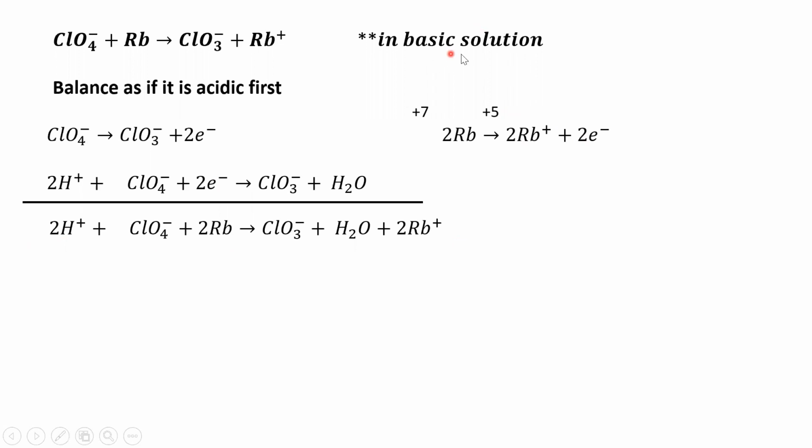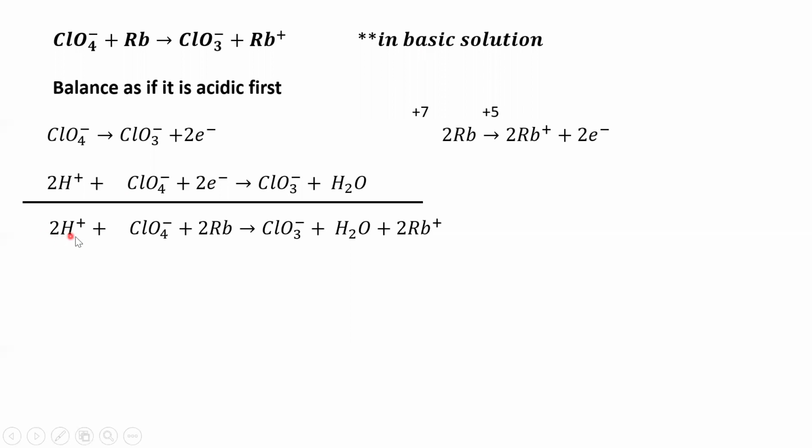but it tells us it's a basic solution. So this is how we're going to fix it. For every hydrogen ion that's in our balanced equation, we're going to add a hydroxide ion to both sides. And the reason for that is the hydrogen ions will react with the hydroxide ions and make water.